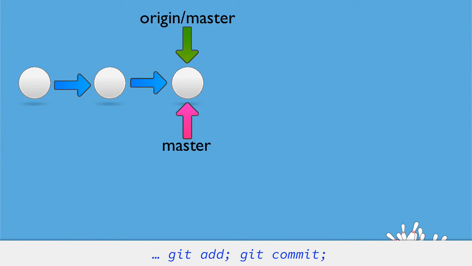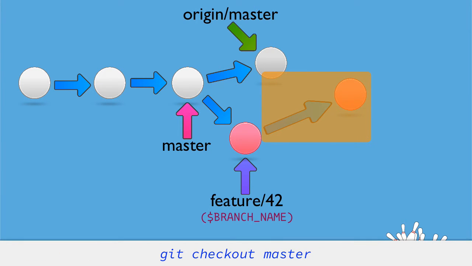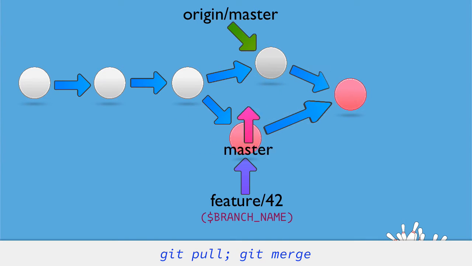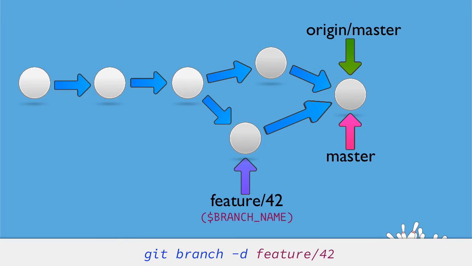After creating and switching to the branch, we start working on our issue and then commit our changes to our local feature branch. Finally, we merge our changes to master by doing a git checkout master, git pull, git merge, and then we'll push our changes with a git push origin master. And after the merge is done, you can delete your local and remote branches by doing something like git branch -d feature/feature ID, and then git push origin --delete feature/feature ID.